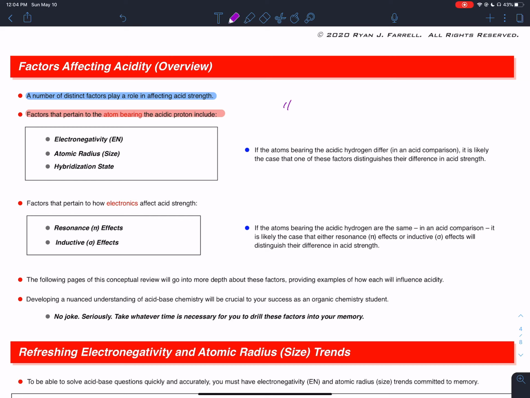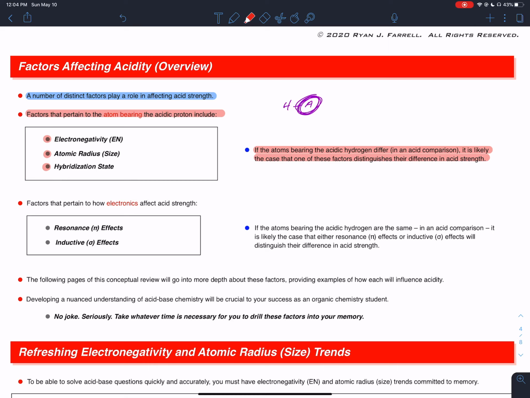And you can kind of break these factors down into factors that pertain to the atom bearing the acidic proton. I know we've used this generic expression HA. So we would be saying, let's look at factors that pertain to the atom bonded to the proton. Those factors include electronegativity, atomic radius, which is generically referred to as size, and hybridization state. And if you're making a comparison between acids, and it is the atoms that are bearing the acidic proton that differ, we can use these factors more than likely to differentiate their acidity.